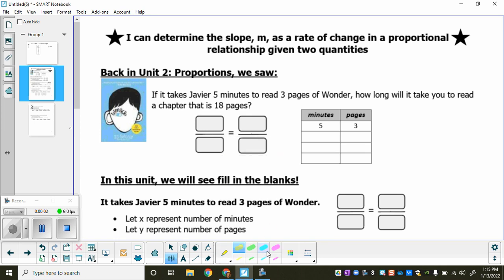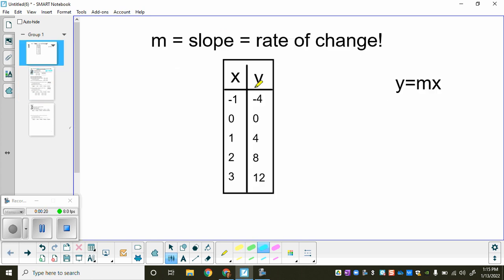Hey y'all, welcome to today's video where we're going to be looking more at slope, which is the letter m in our equations of y equals mx. And we're going to actually be looking at some word problems and how to figure out what the rate of change is given a word problem.